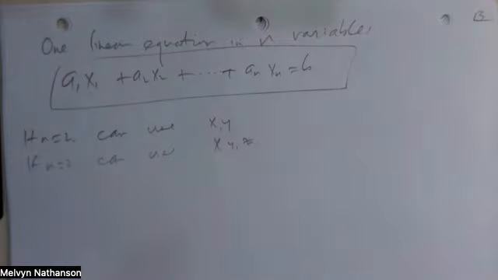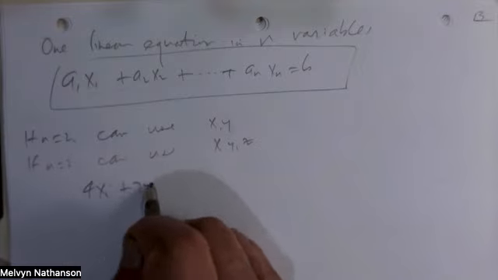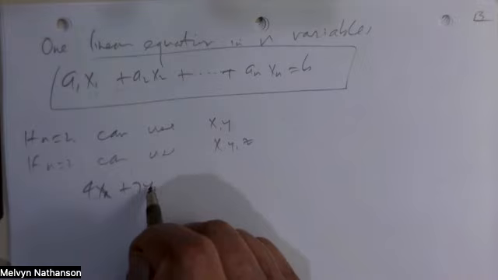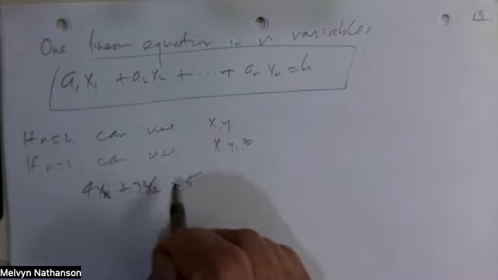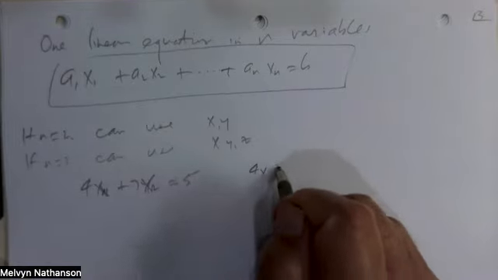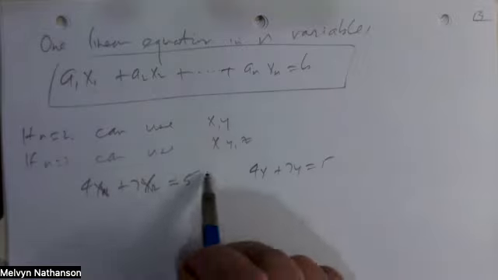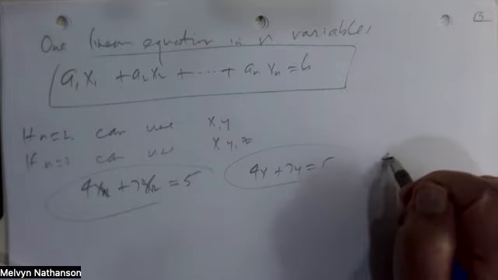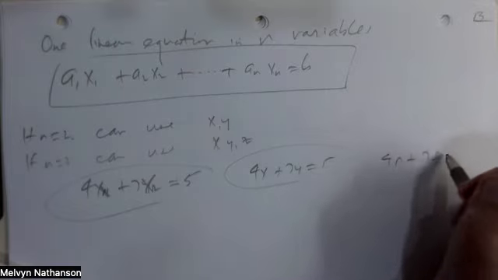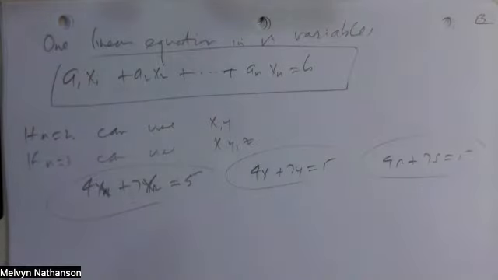So I could look at the equation 4x1 plus 7x2 equals 5. Or I could look at the equation 4x plus 7y equals 5. It's the same equation. I'm just using different letters for the variables. I could use 4r plus 7s equals 5. Again, the letters I choose for the variables are not important.